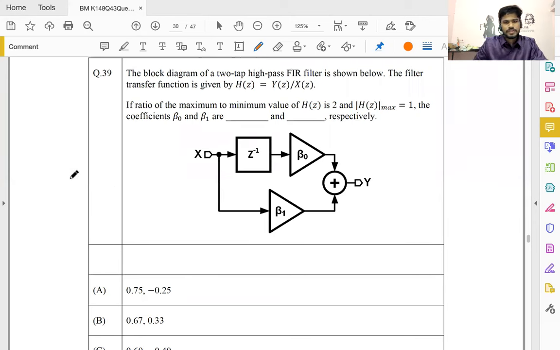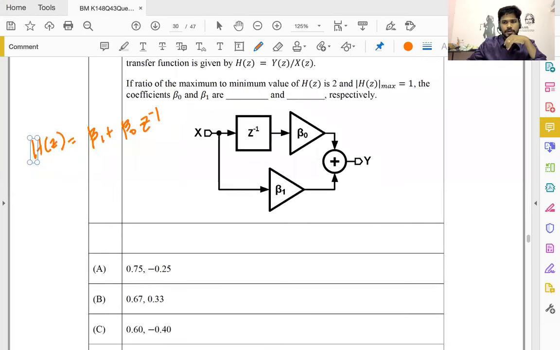So let's write down what we know. At least this figure we know how to read. H of z is beta 1 plus beta naught z inverse. Now, what is the maximum value of this, and the minimum value? The maximum value is 1. How do you find the coefficients? We have to do complex number minimization.